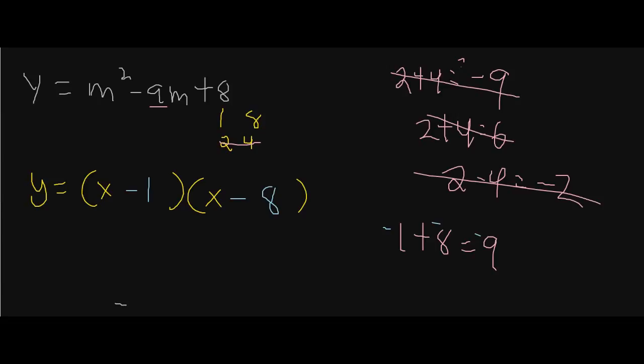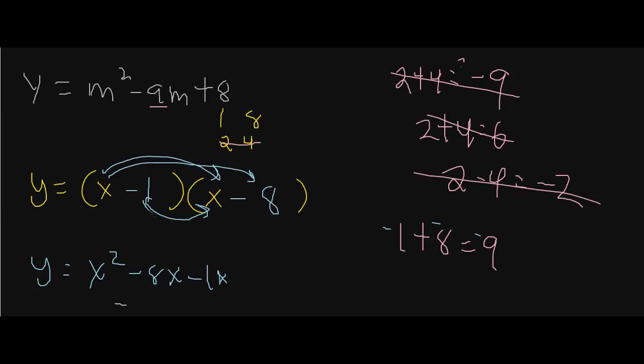And then again, if you're not sure, verify it. Well, what's x times x? We're going to get x squared. X times -8 is -8x. -1 times x is -1x. And -1 times -8, well, the two negatives give you a positive. And there we go. And finally, we're going to get y is equal to x squared. -8x minus 1x is going to give me -9x. And then we get +8.